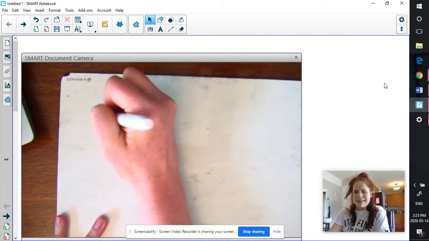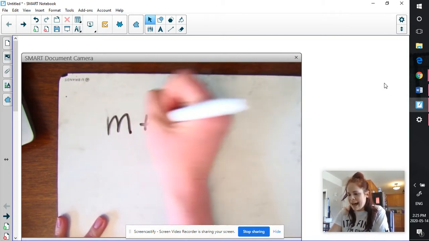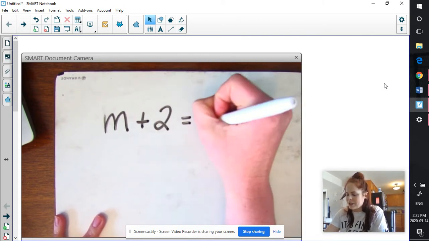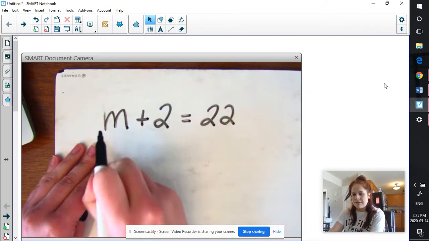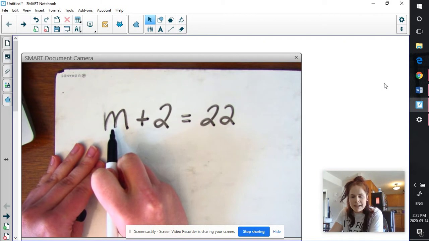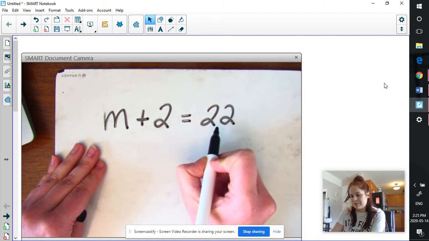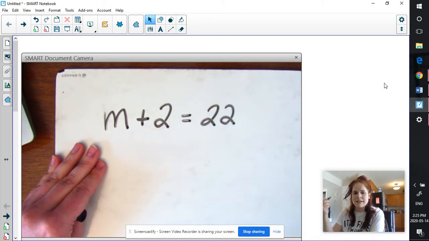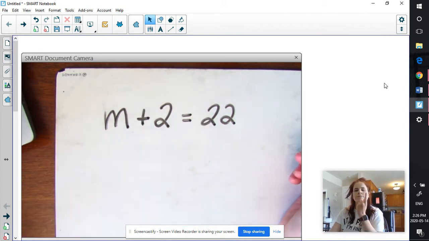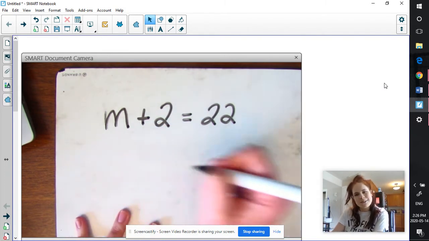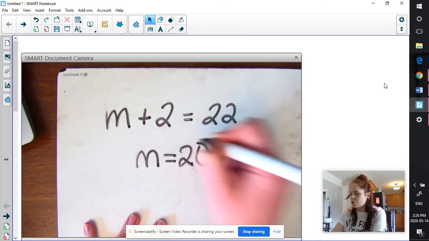Let's pick a variable m. Let's say if I take my variable m and I add 2 to it, I get 22. To solve this, I need to figure out what number I could put in the place of m so that when I add 2 to it, I get 22. Think about that for a second. What number, when you add 2 to it, gives you a total of 22? I think it's 20. So your answer is m equals 20.